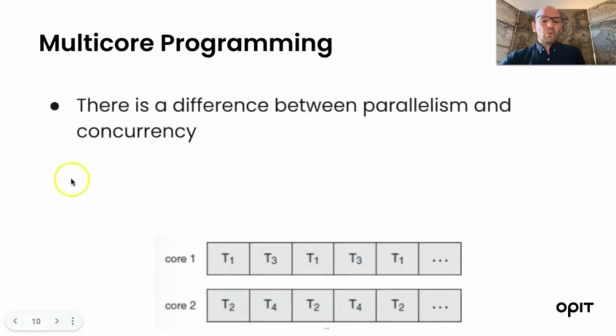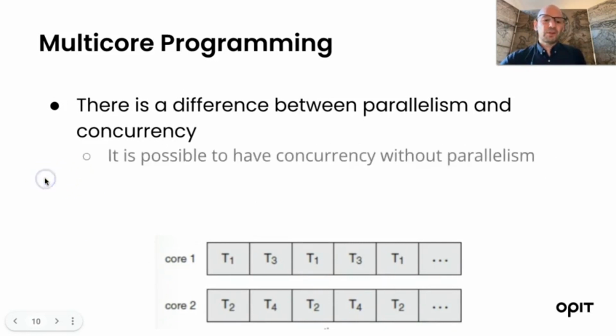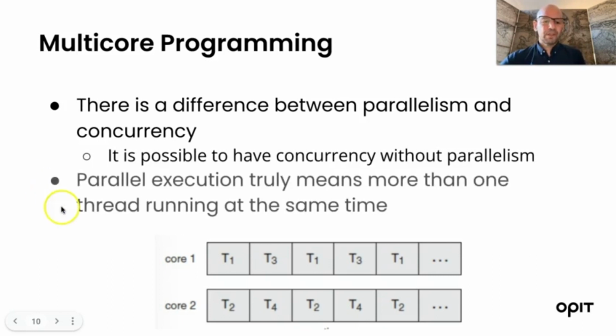So there is a difference then between parallelism and concurrency. Okay, so it is possible to have concurrency without parallelism. So parallel execution truly means more than one thread running at the same time. So with this diagram here, essentially we have 4 threads. Okay, on core 1, we're running threads T1 and T3. Okay, and then on core 2, we're executing threads T2 and T4.